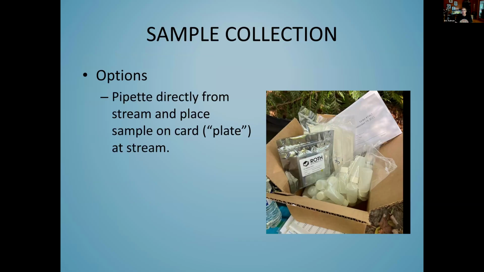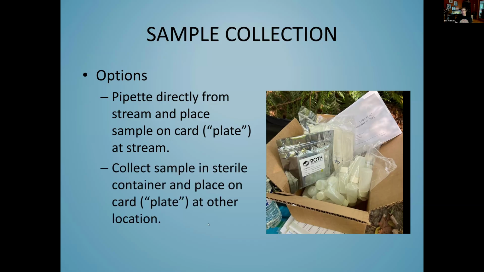So for the process of sample collection, there's a process that we go through called pipetting, where you collect a sample of the water in your pipette, and you can do that directly from the stream and place the sample on your card at the stream. You can also collect a sample in a sterile container and put it on the card at another location, because maybe the location at the stream is difficult for you to find a flat spot, or there are other environmental concerns for why you don't want to do it there. Those are a couple different ways that you can collect your sample.